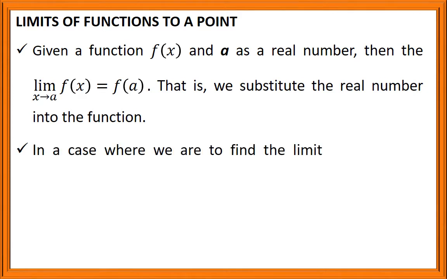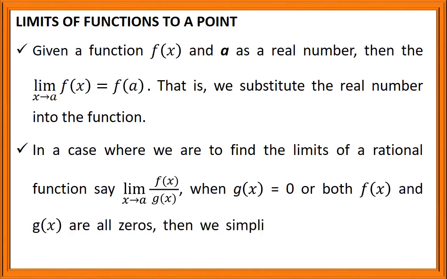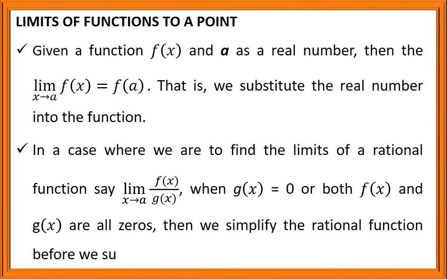In a case where we are to find the limit of a rational function, say limit of f of x over g of x as x approaches a, when we substitute the value of a and g of x is equal to 0, or both g of x and f of x are zeros, then we have to first of all simplify the rational function before we substitute the value of a into the resulting function.